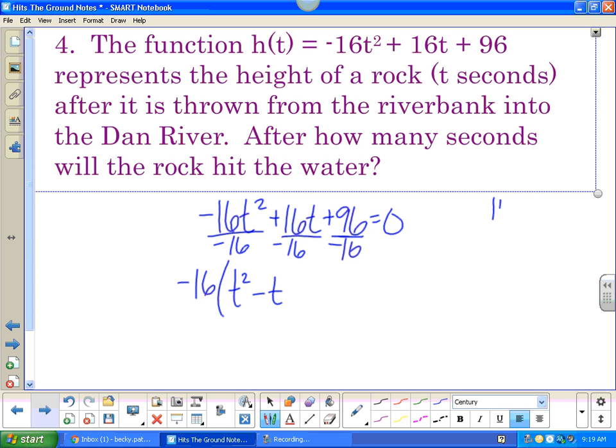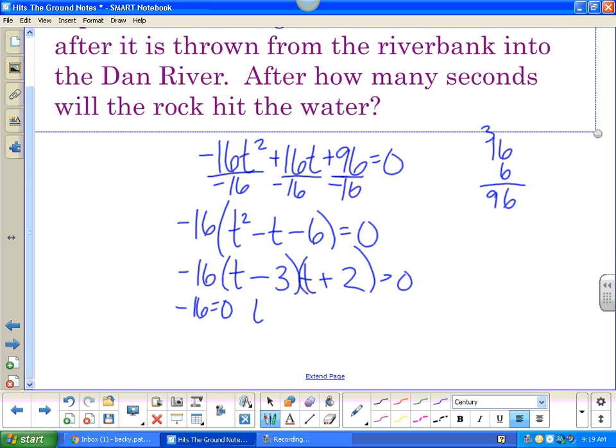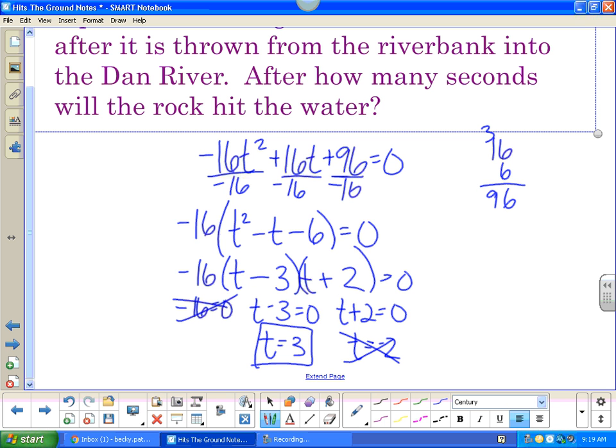Let's see, 16 times 6. Yep. Minus 6. Factors of 6 subtract to give me 1 are 3 and 2. Signs are different. Bigger numbers negative. Now I set all of these equal to 0. That one has no t's in it. This one I'm going to add 3. And this one I'm going to subtract 2 and get a negative answer. And I don't want a negative answer because it's talking about time.